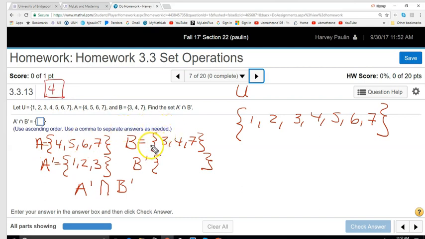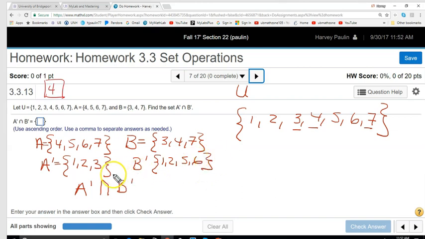Now we're going to do the same thing for set B. This is set B. Now, what's the complement of B? Well, let's do it this way. We have a 3, 4, and 7 that are in B. So the complement will be 1, 2, 5, 6. So 1, 2, 5, 6.